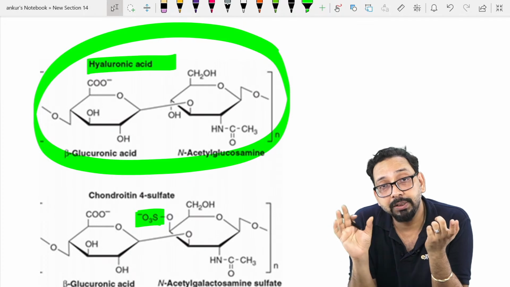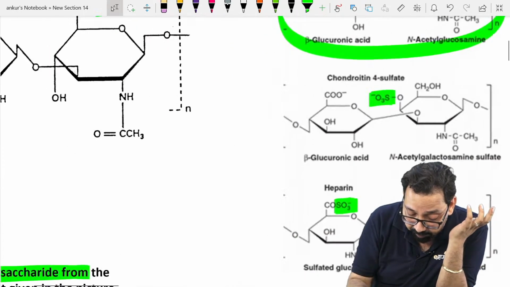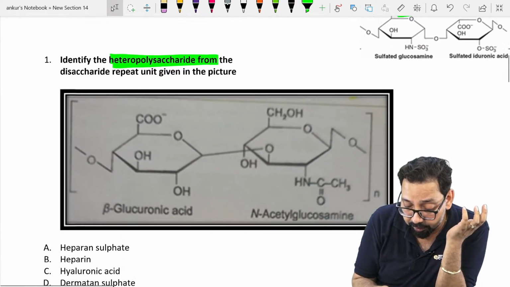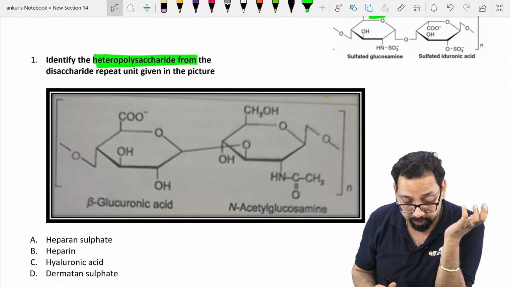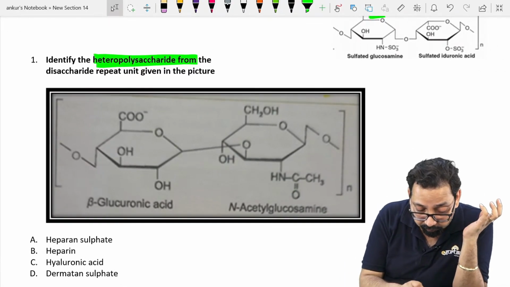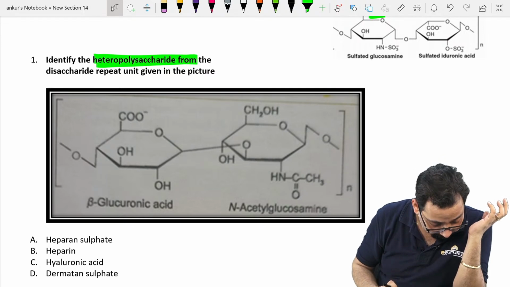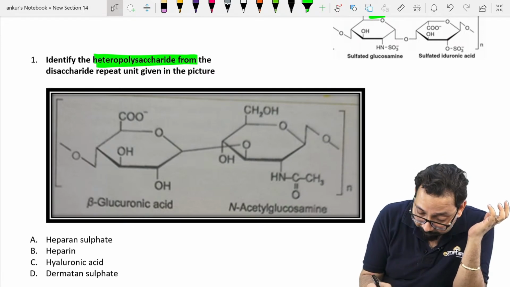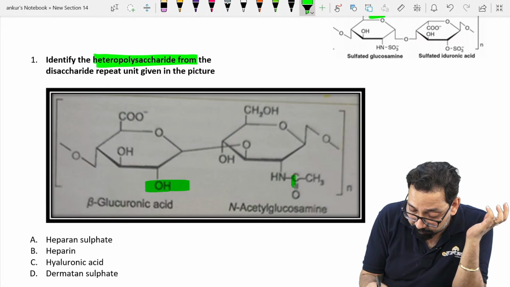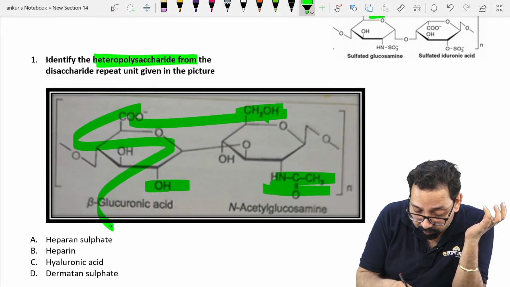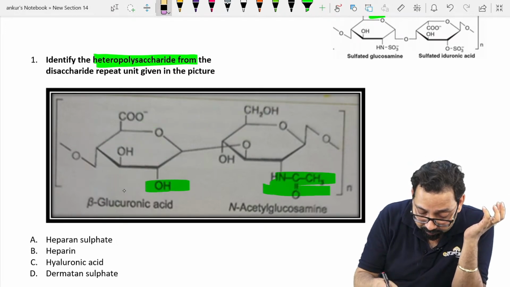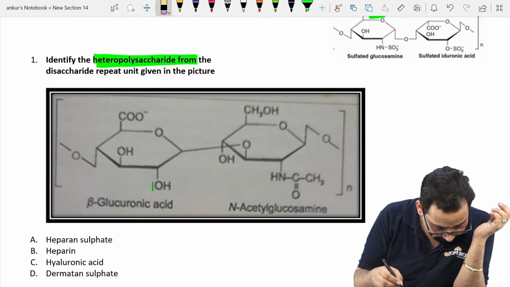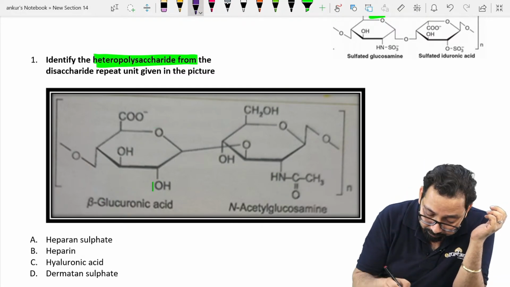hyaluronic acid. But this time AIIMS asked a picture MCQ, they gave this structure and asked which of the following is this. You can easily see no sulfate, no sulfate, no sulfate. So the answer is C, hyaluronic acid.